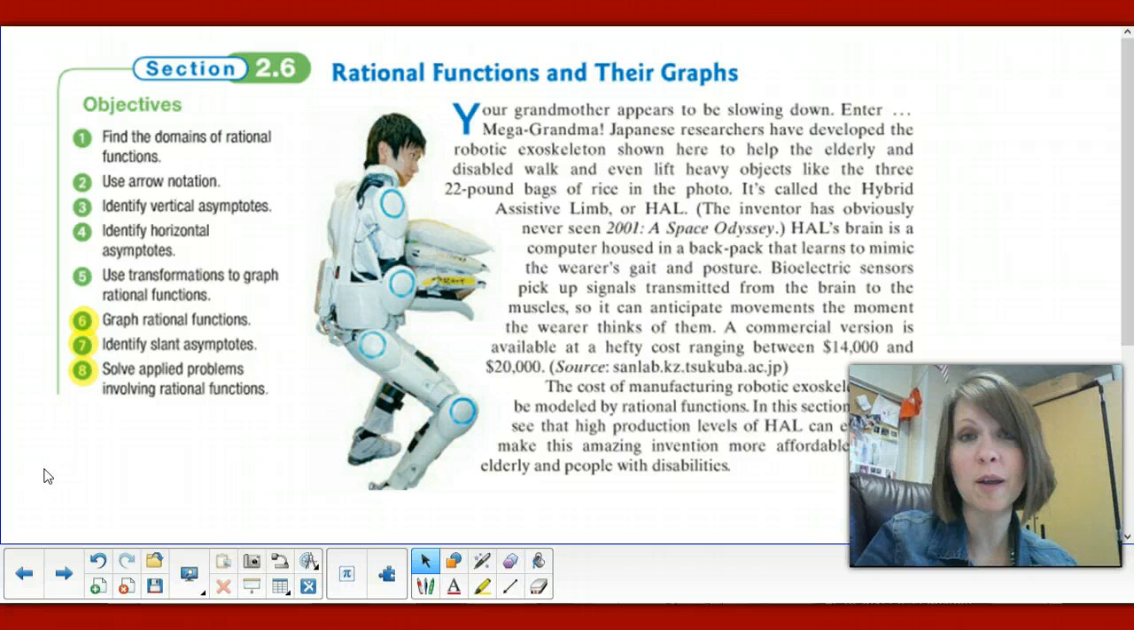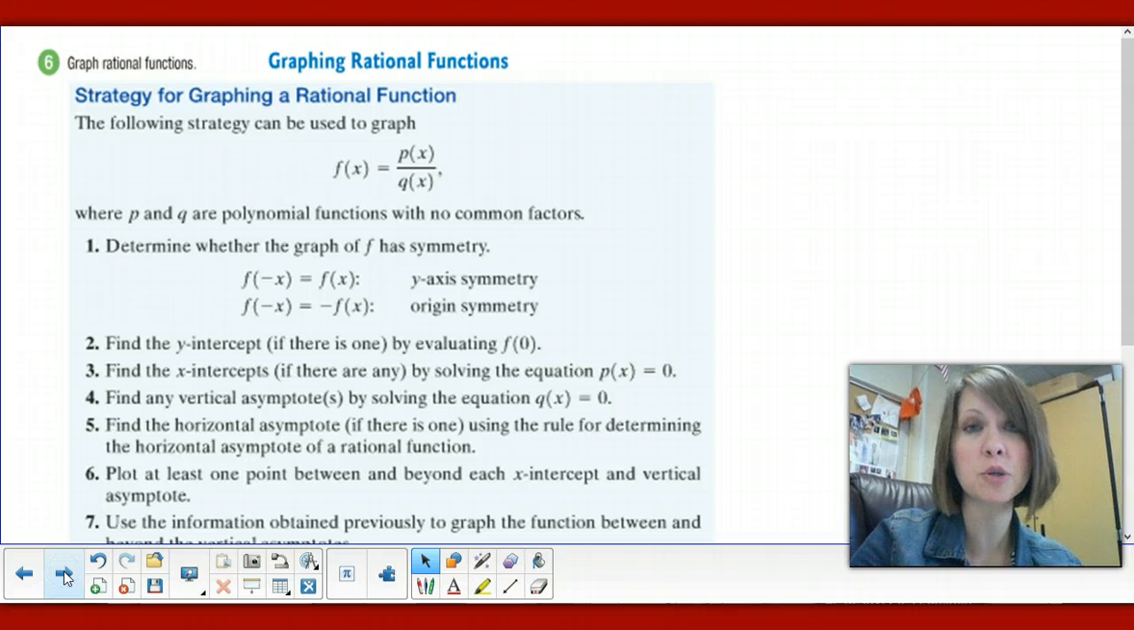We're going to talk about the second part of 2.6 today, specifically the objectives of graphing rational functions, identifying slant asymptotes, there's a third kind of asymptote, and solving applied problems involving rational functions. So I'm jumping ahead to objective 6 in your textbook.